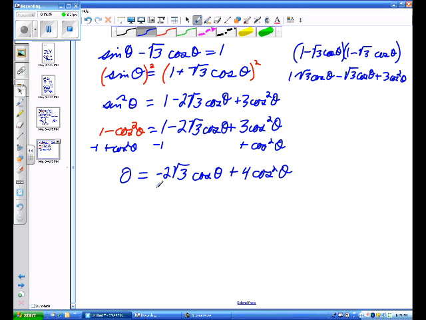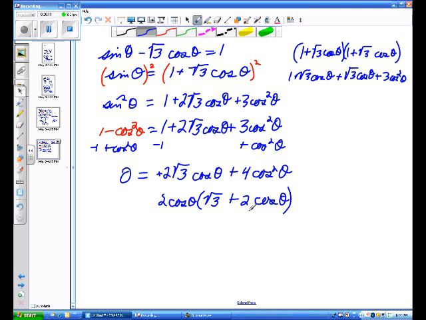So we could factor out, and I'm not sure why I changed my plus to a minus. So this should have been a plus and a plus. And this is a plus. So what I can do is I could factor out a 2 square root of 3. I could factor out a 2 cosine theta. So here I would be left with square root of 3 plus 2 cosine theta equals 0.